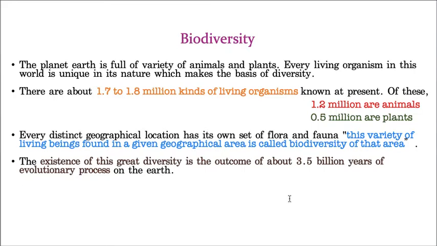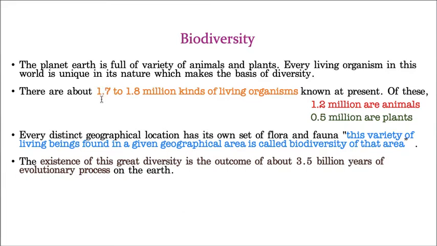And sometimes your brother may be taller than you, sometimes your brother is smaller than you. That means you are the ones whom your parents gave birth to, so you share the common evolutionary pathway, but still you don't exactly resemble each other. So this uniqueness makes the foundation for biodiversity. Hope it is clear. Now, let us take the next point.